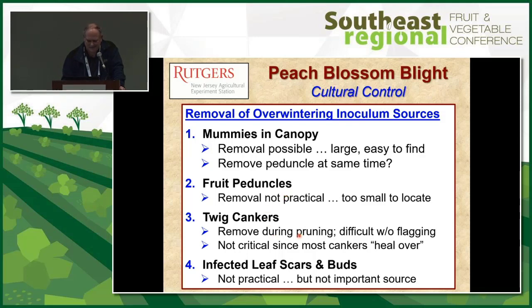Twig cankers, you can try to remove those during pruning, but like I said, rarely will they girdle the branch. And so you're not going to have any flagging, which makes them very difficult to find. Okay, so it's going to be difficult to do that, but it's not as critical because they tend to heal over anyway, and they don't end up becoming overwintering inoculum. And then leaf scars and buds, not practical in terms of trying to find them as far as cutting them out, but it's not an important source in terms of the inoculum being low. So clearly mummies and fruit peduncles are the two that are most important.